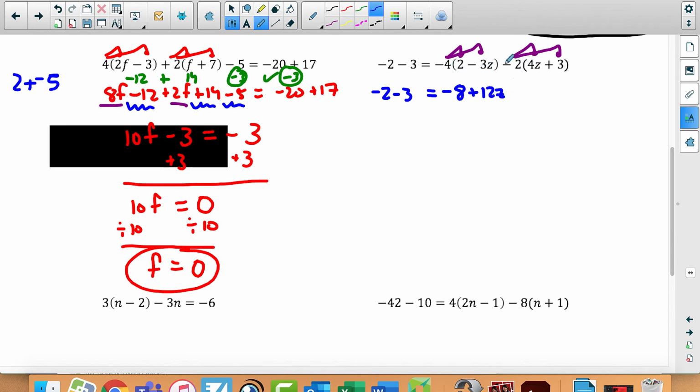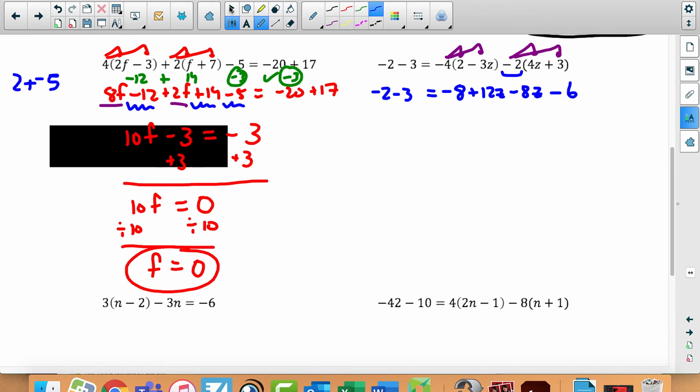Now be careful. Don't put a minus sign here. You're going to multiply negative 2 times 4z and negative 2 times positive 3. People often get the last sign wrong here. They usually get the negative 2 times 4z right and get negative 8z. And then they go 2 times 3 is 6 and put plus 6. That's wrong. It's negative 2 times 3, which is negative 6.